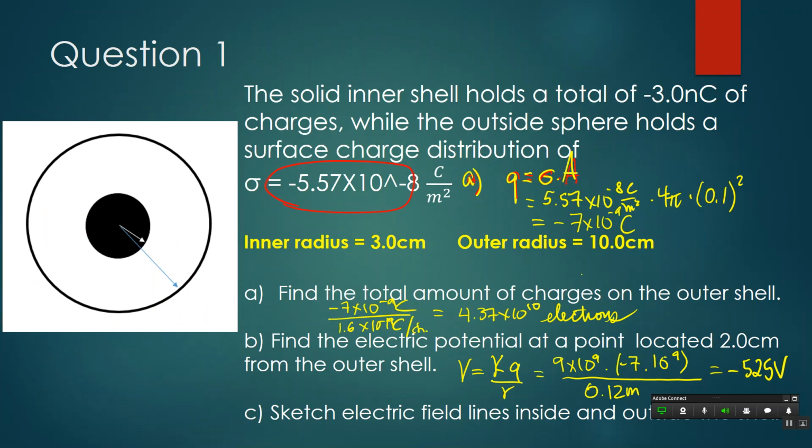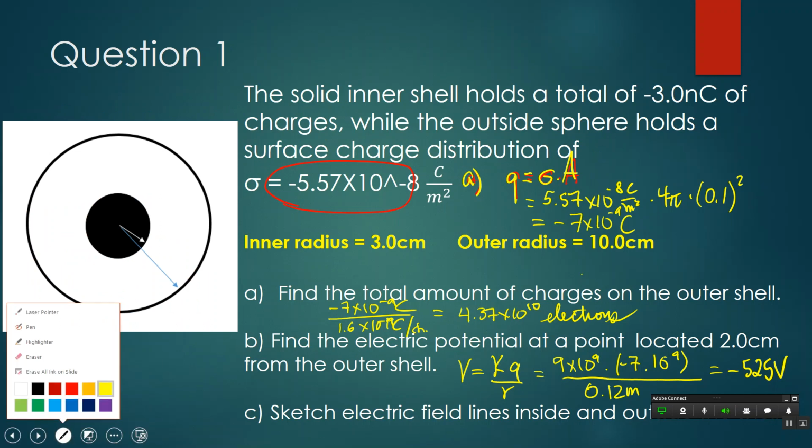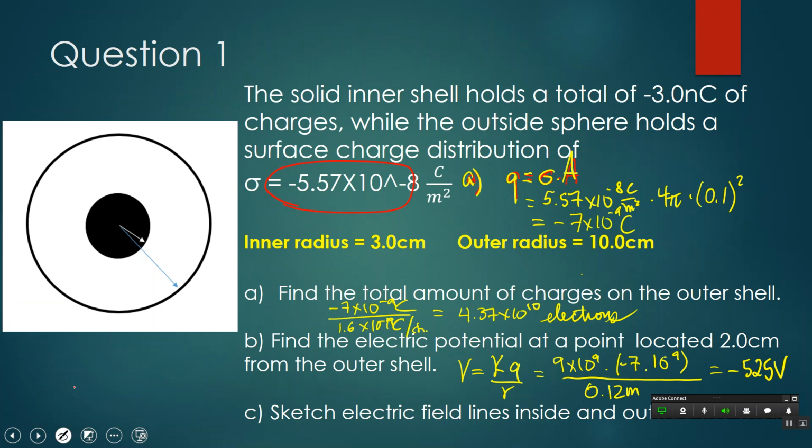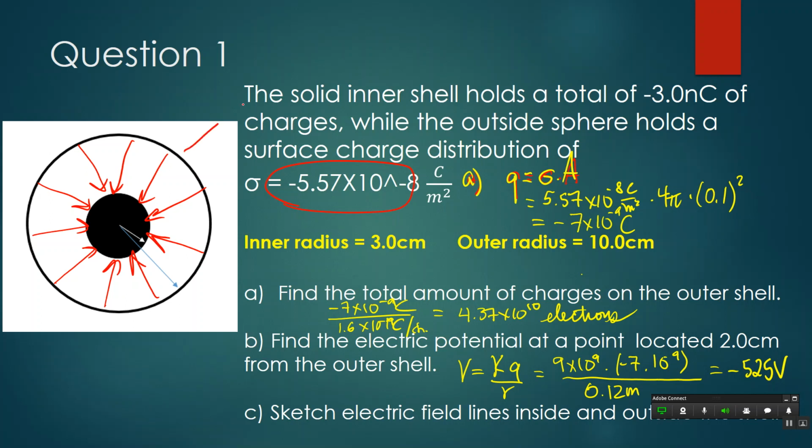All right, C, sketch the electric field lines inside and outside. We've done this a lot, so this should be okay. This inner radius thing has a negative charge, so everything on the inside is going to be going inwards. And the same thing for the outer charge, because the total net charge is negative plus negative, which makes it negative. So all of my electric field lines are going to be pointing towards the center of this.